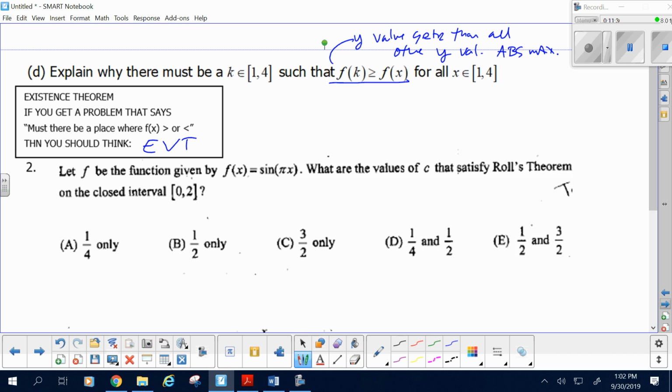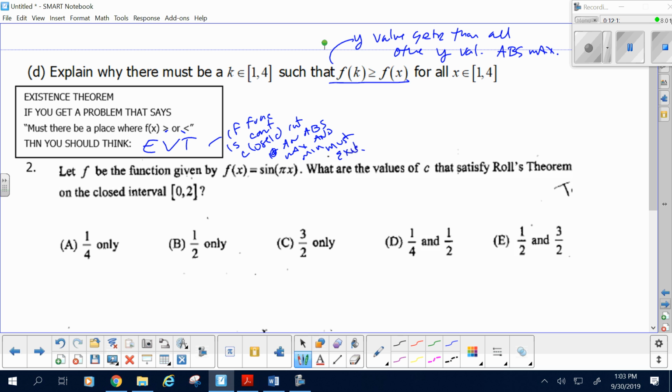Now, we actually think of the EVT in two parts. We always use that the absolute max has to be at an endpoint or a critical number. But the first part of it says, if a function is continuous on a closed interval, an absolute max and min must exist. And this should actually read greater than or equal to, or less than or equal to, all others.